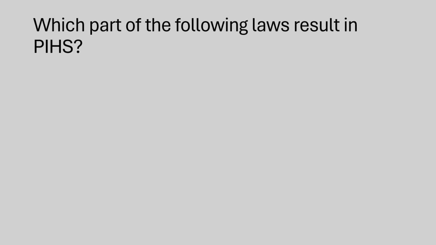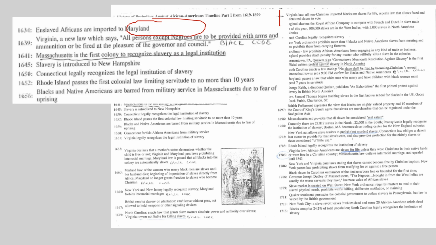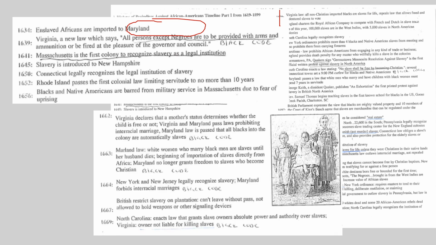What I want you to do is look through the laws and determine which part of the laws would result in PIHS. Here we see a series of laws. This timeline indicates that the first Africans coming over were indentured slaves or indentured servants, which means eventually they will be set free. And you see the years here, and then here and there you'll see states like Virginia. You see Virginia again, Massachusetts. Here is a zoomed in version of this timeline, and you'll notice that it does say black codes. All persons except Negroes are to be provided with arms.